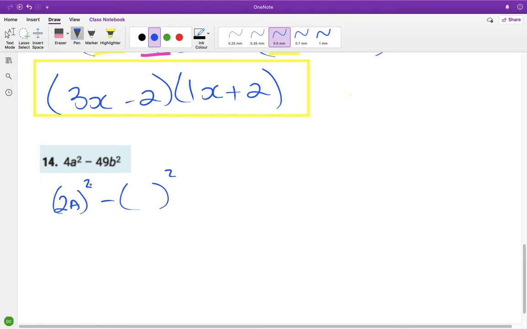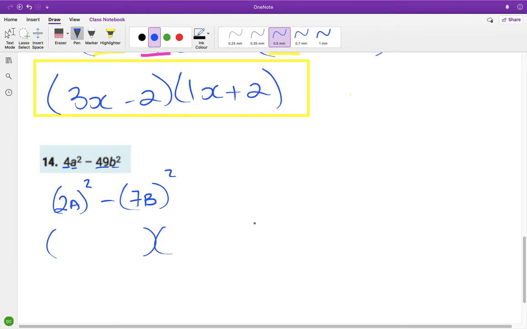Okay, again, if you give the square to each of these components, so if you square the 2, you will get back the 4, and if you put the square on the a, you will get back a squared. Here, 49 comes from 7, and then b, and again, if you apply the square to the 7, you will get back the 49, and if you apply the square to the b, you will get back b squared.